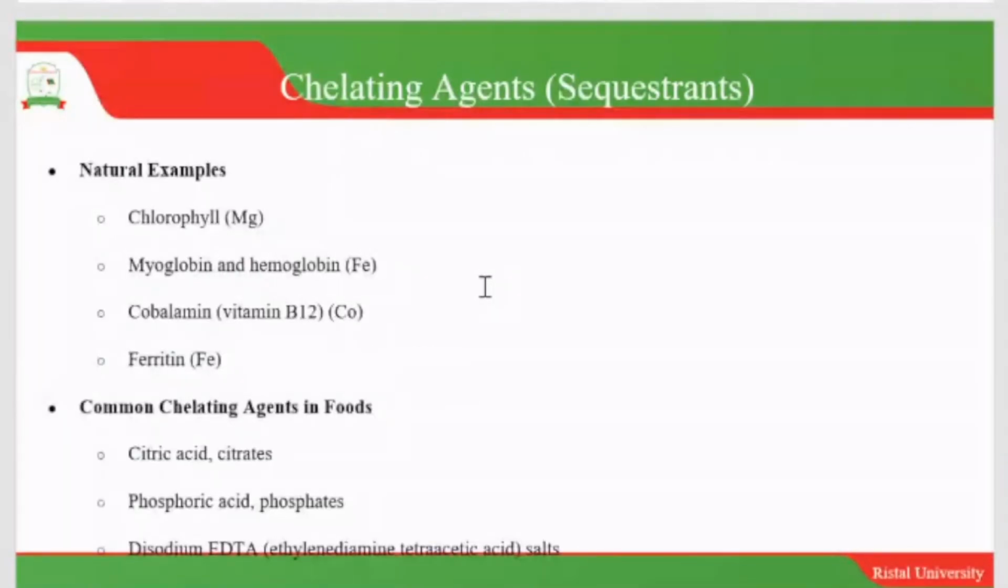So common chelating agents in foods, we have the citric acid, the citrates, the phosphoric acids, the phosphates, and also the disodium EDTA, or the ethylene diamine tetraacetic acid salts. Right. Really, this is where the question would require you to talk about nutrient interactions when we are looking at additives and going to add them to foods.